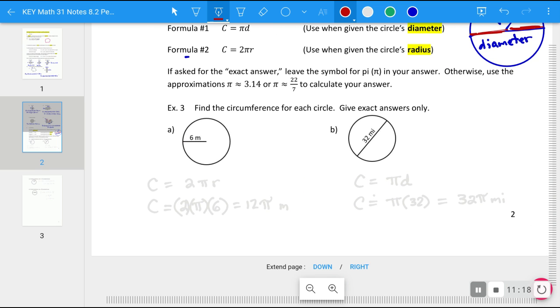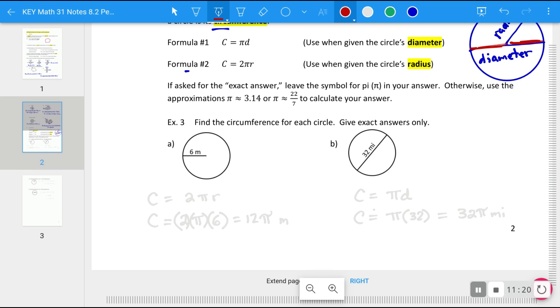Now, the two formulas, you pick it depending on which one you're given. This is a radius on this first problem here. It only goes from the center to the outside. So with that in mind, I'm going to use the second version of the formula, 2 pi r. And I know the value of, well, the 2 is part of the formula.